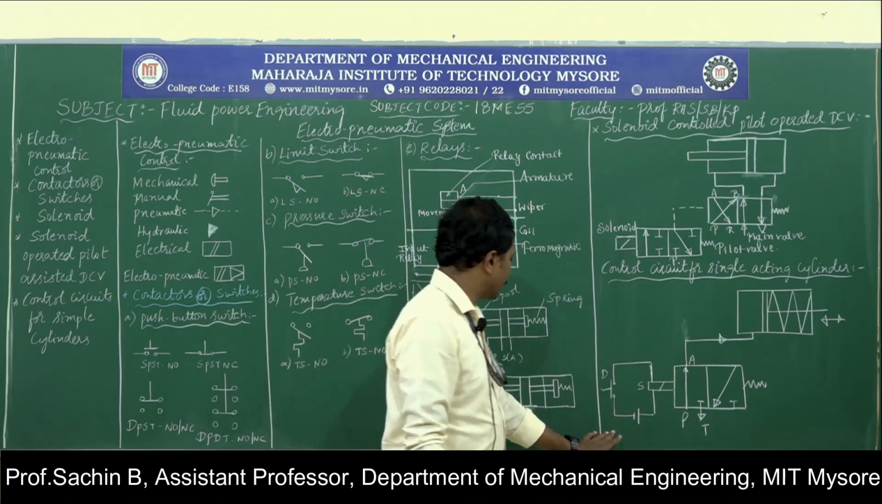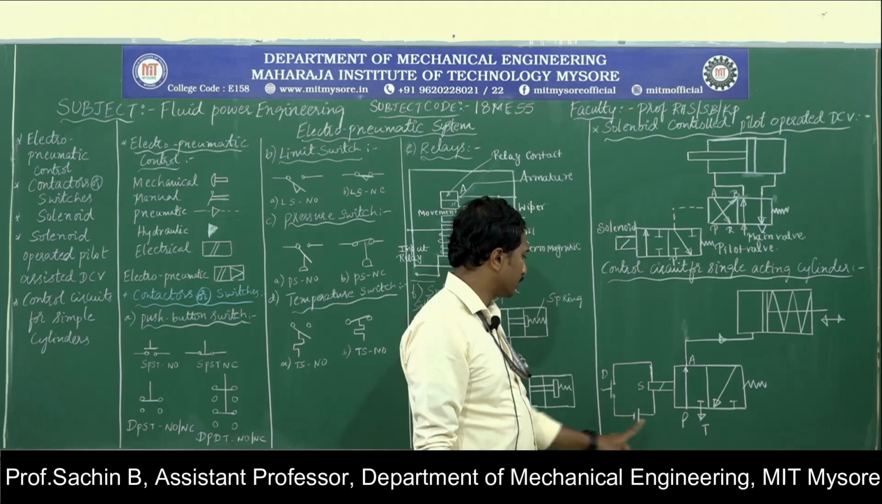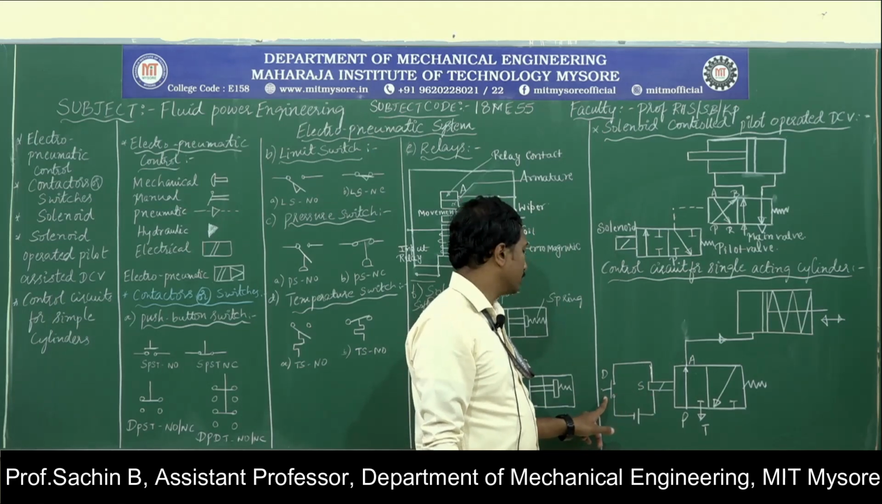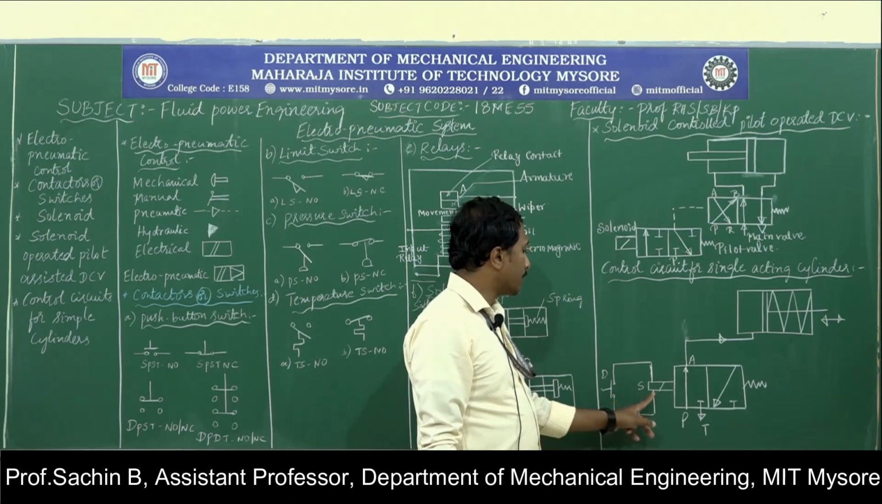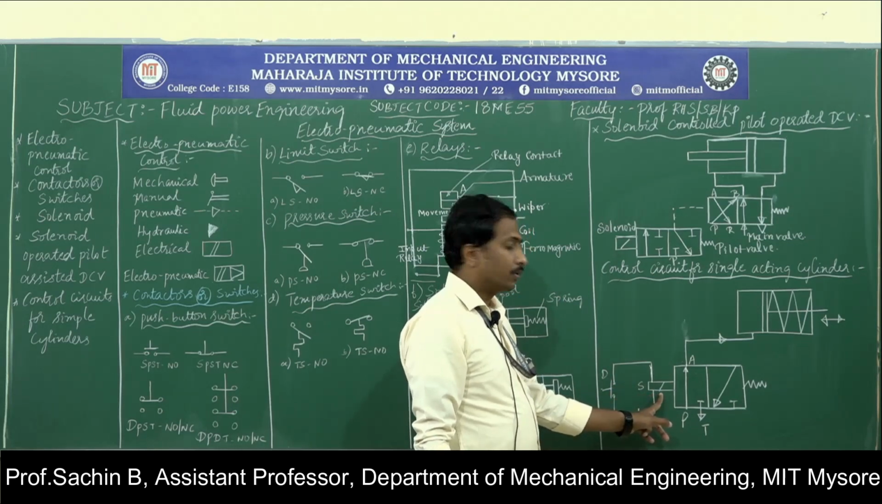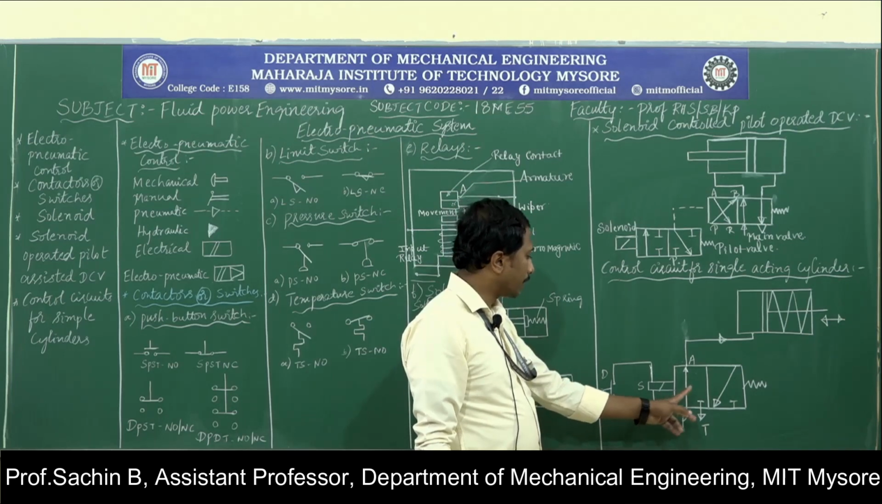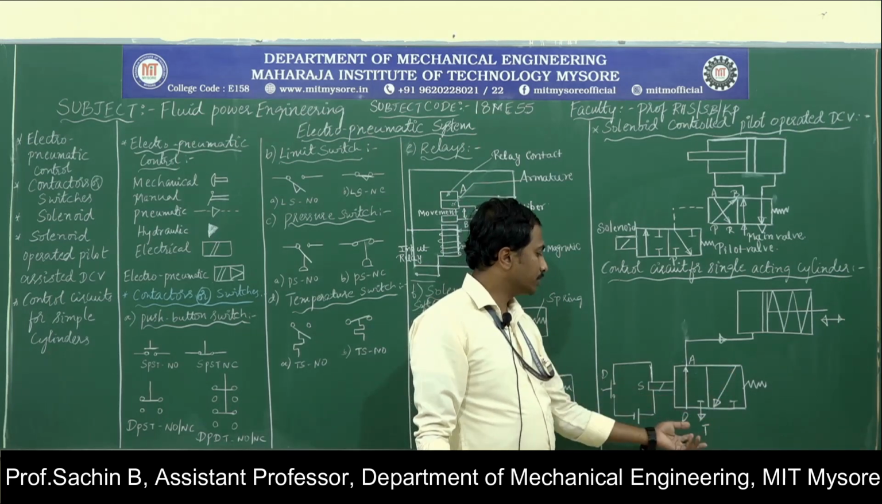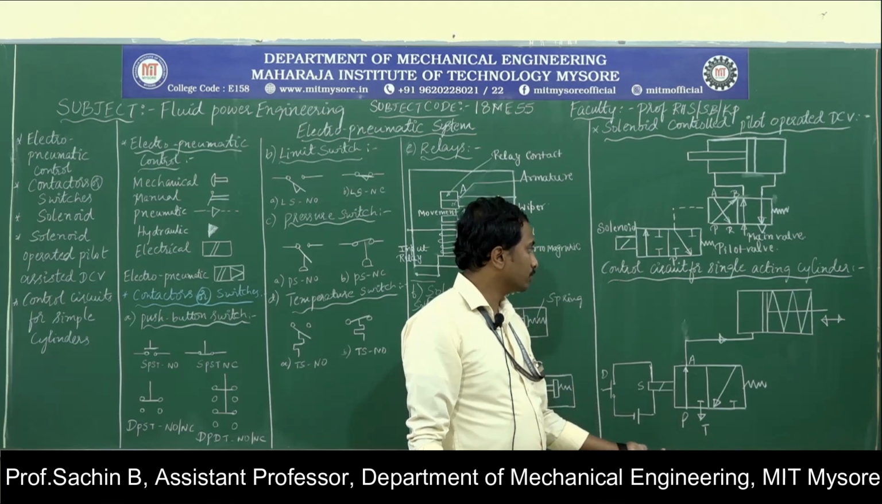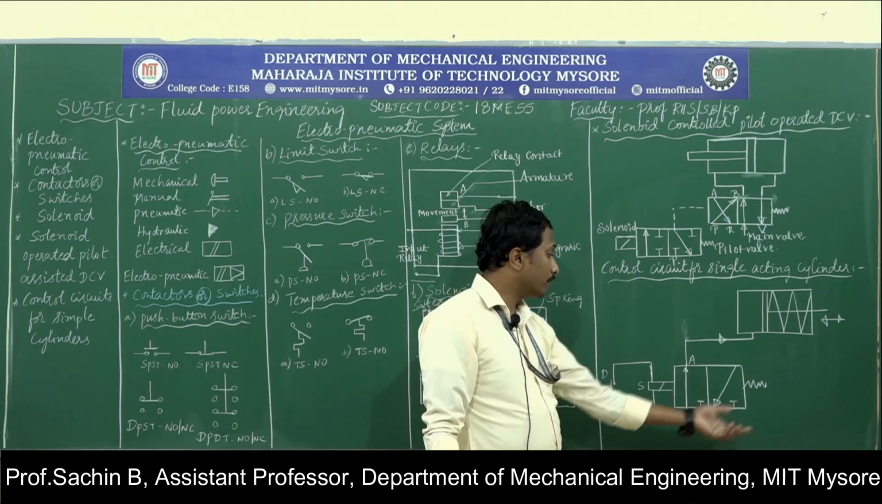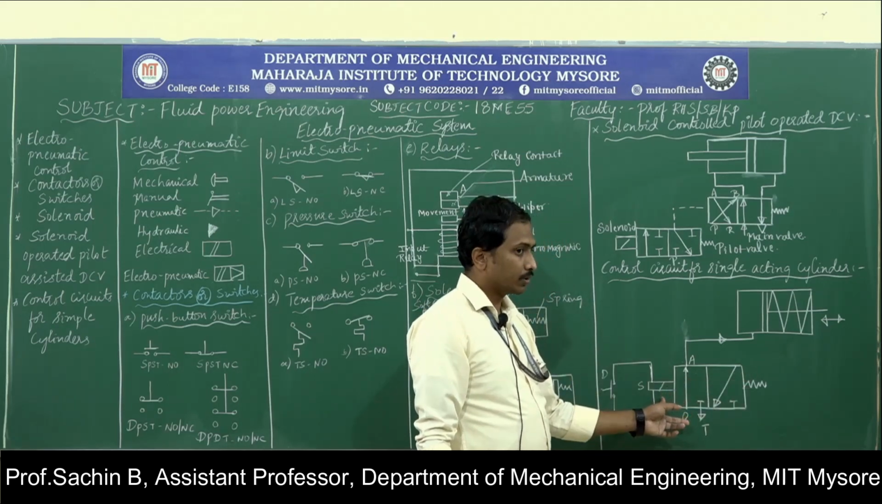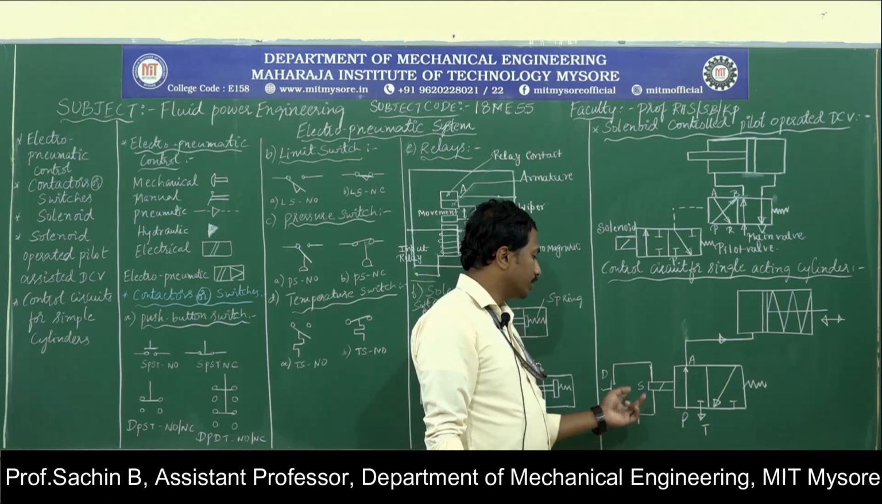Now, from that point of view, here you can observe the diagram. Here I have drawn a normally open electrical switch, a single pole single throw switch, which is connected to the solenoid. That solenoid is connected to the direction control valve, which is a 3x2 solenoid valve, a 3x2 direction control valve with a spring return, actuated by the solenoid. That solenoid is actuated by the switch.